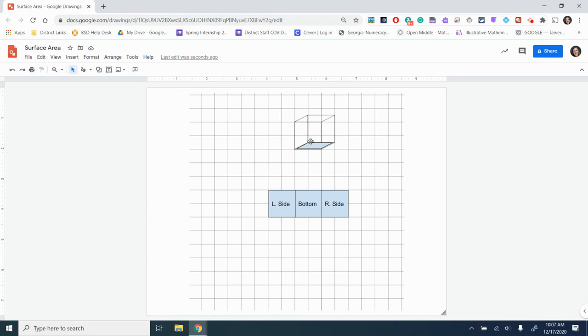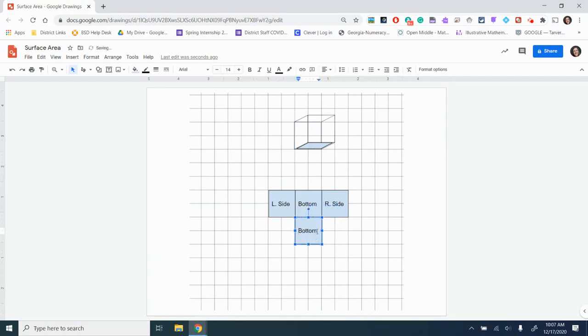Right here we have the front. So you'll notice the front edge of the bottom is shared with the front face. And if I were to unfold that, what would that look like? Well, if I were to unfold that, that would go right here. I'm going to go ahead and put another face here, and that would be the front. All right, so I've got the bottom, I've got the front, I've got the two sides.